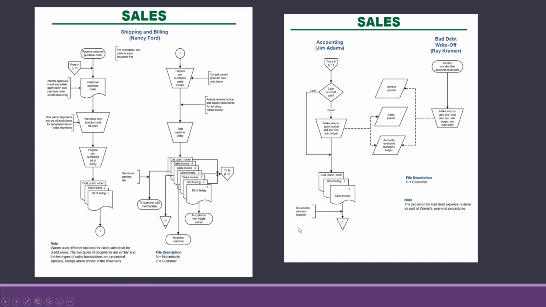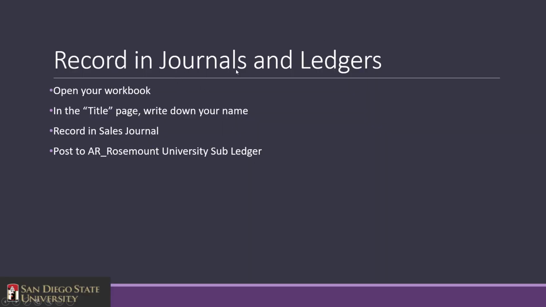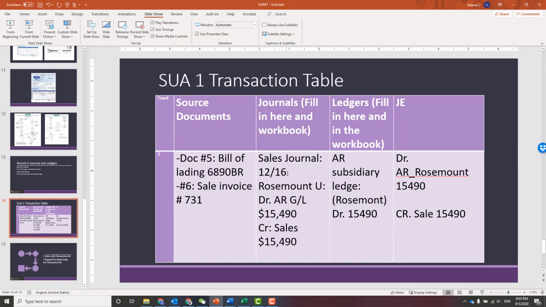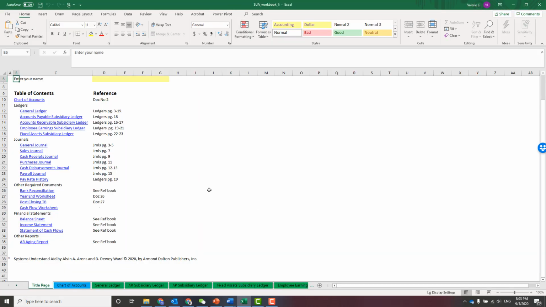Okay, so from here, when you do your accounting entries, I want you to record the journals and the ledgers in your workbook. You have to open your workbook, and once you open it, on the title page, write down your name and record this transaction in the sales journal and the AR Rosemount University subledger. Let me show you. I have to get out of this PowerPoint. Here's my workbook. I already opened it.